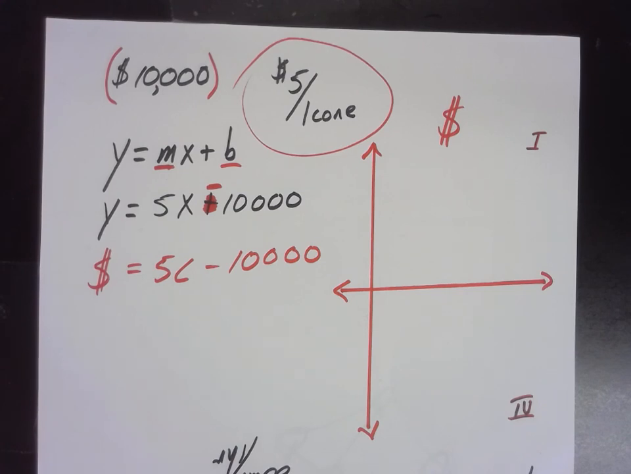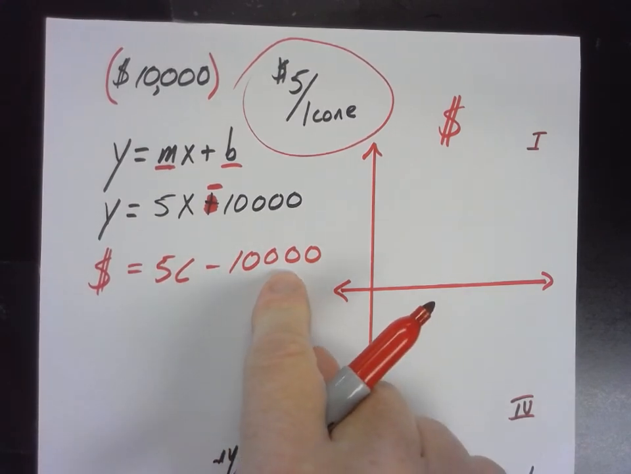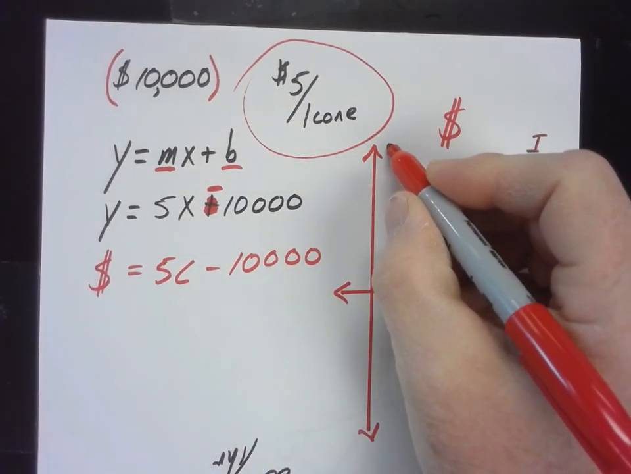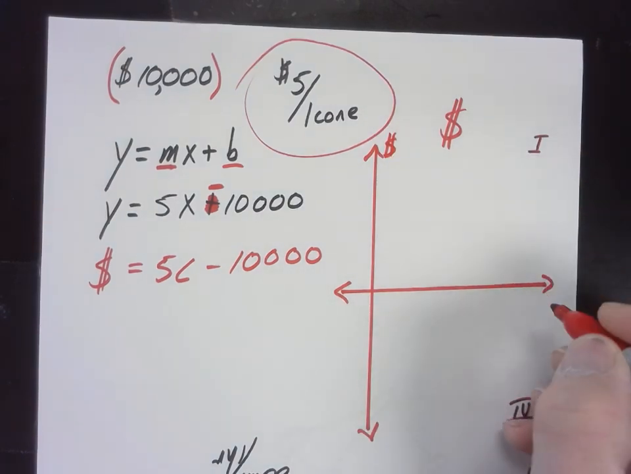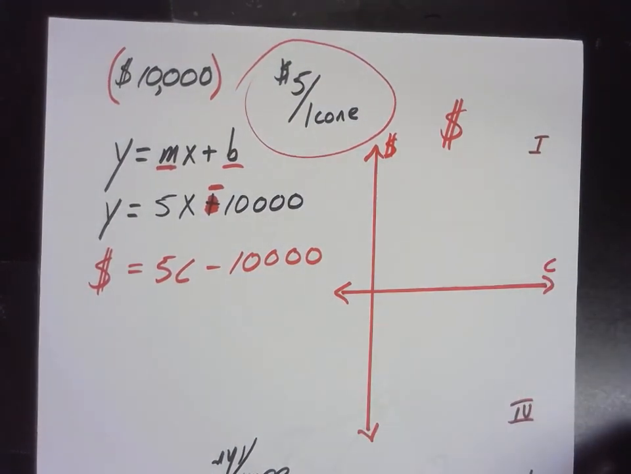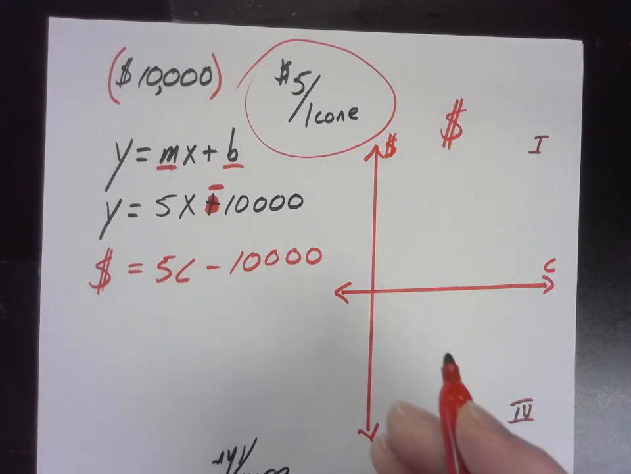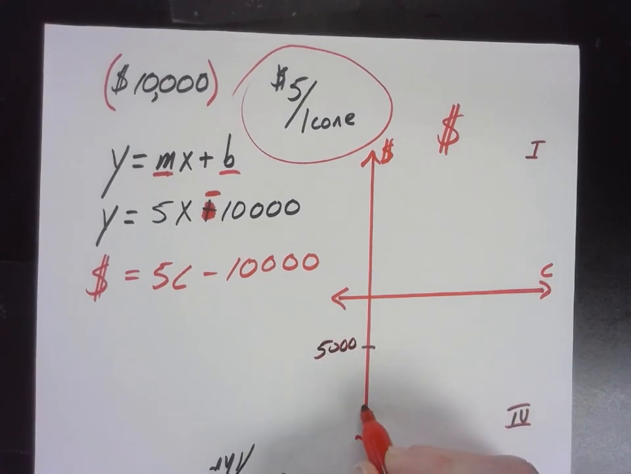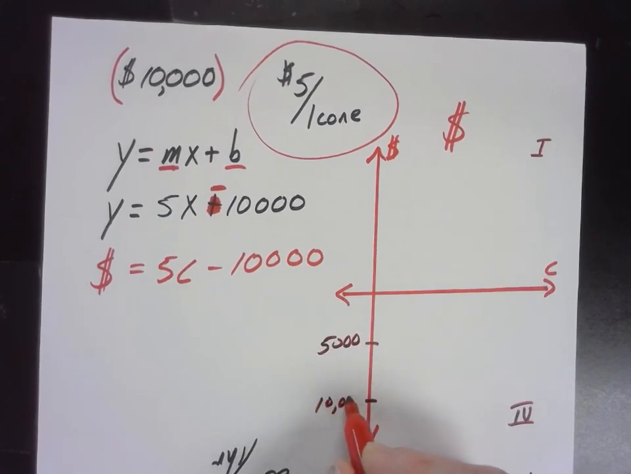Now, this isn't the y-intercept. What is it? There's not even a y-axis. What is this axis? And this is the cones. So, does it make sense that, well, I'll just go look. Here's 5,000. Here's 10,000. Each little mark doesn't have to be a 1, does it? No.